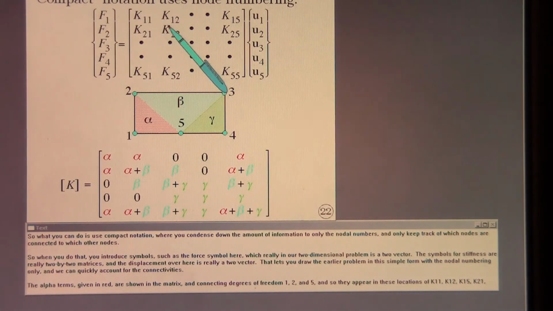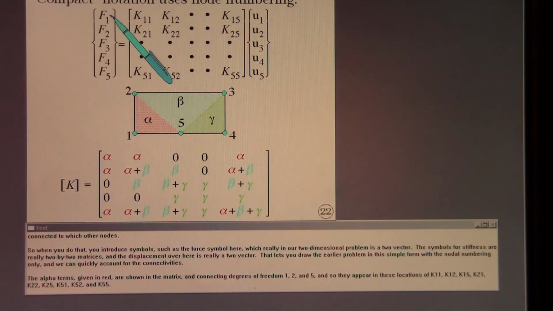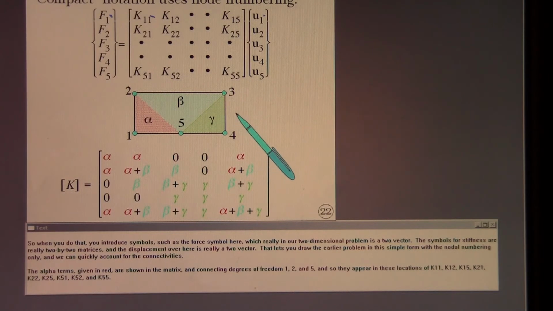So when you do that, you introduce symbols such as the force symbol here, which really in our two-dimensional problem is a 2 vector. The symbols for stiffness are really 2 by 2 matrices, and the displacement over here is really a 2 vector. That lets you draw the earlier problem in this simpler form with a nodal numbering only, and we can quickly account for the connectivities.